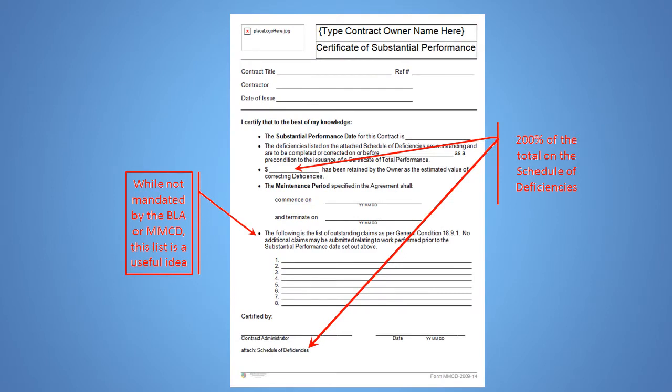Here's a sample substantial performance certificate showing where the 200% value would be entered. As you can see, the deficiency list is required to be attached to this certificate when it is issued. Note that our standard template provides a place to list delivered but unresolved claims. Neither the Builder's Lien Act nor the actual language of the MMCD require this, but we think it's a useful idea.